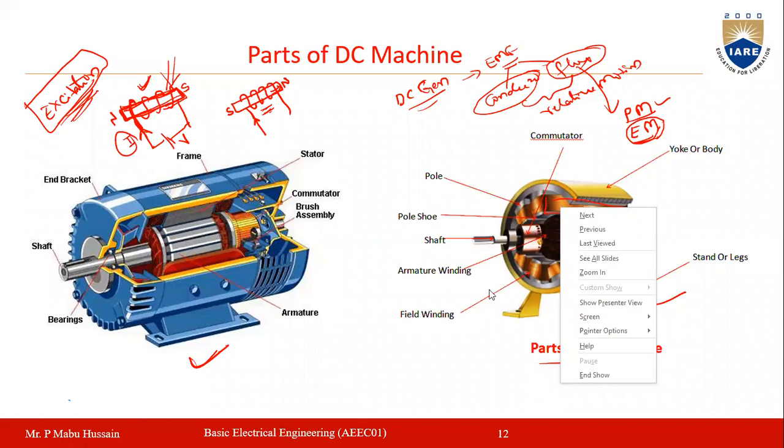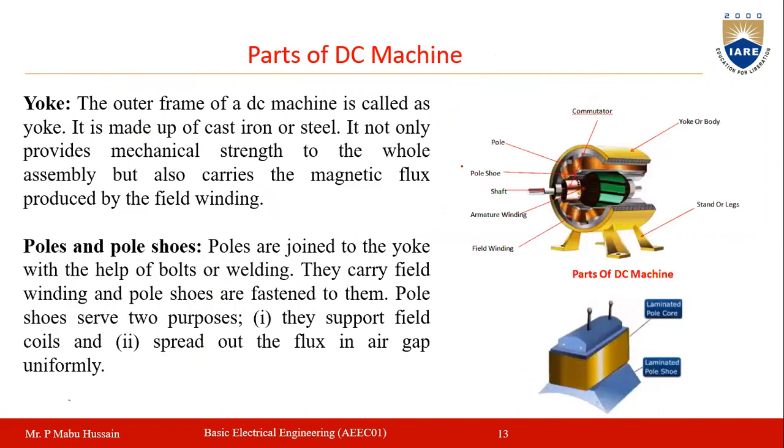In the DC machine, the first part is the yoke here. This body of your DC generator, you can call it the yoke, or the body of your machine. The outer frame of your DC machine is the yoke, and this yoke is made up of cast iron or steel. The yoke provides the mechanical strength to the whole assembly of the DC machine, and it also carries the magnetic flux which is produced by the field winding.